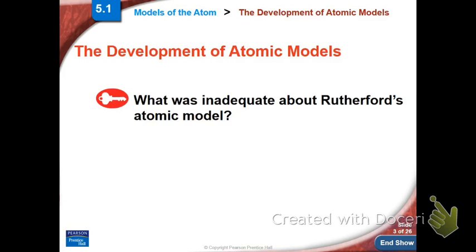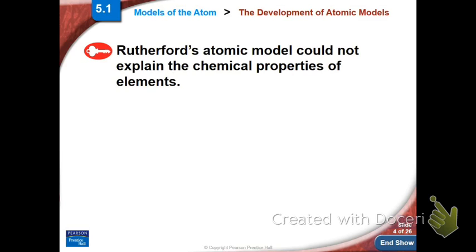Okay, and then we're not going to talk about that much, because we know that there were some problems with Rutherford's model, and it couldn't explain the properties of the elements, because we know that it's the electrons and how they're arranged in an atom. And see, Rutherford's model didn't account for those electrons.